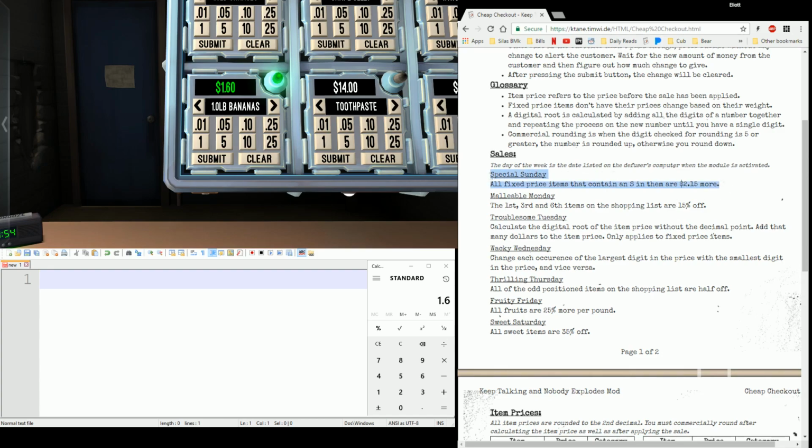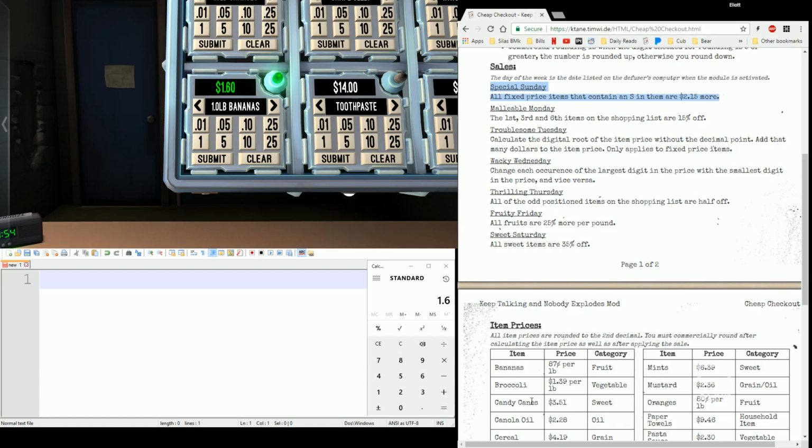Sunday is one of the easier ones. All fixed price items, so those would be your first 4 items, that contain an S are $2.15 more. So candy cane's a fixed price item. So instead of being $3.51, it would be $5.66.